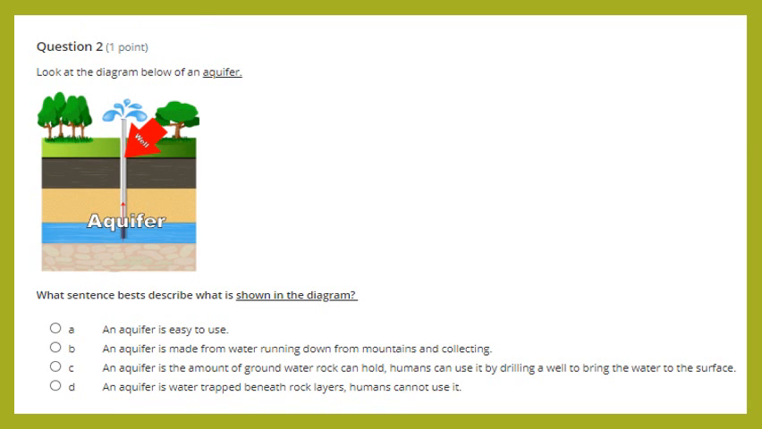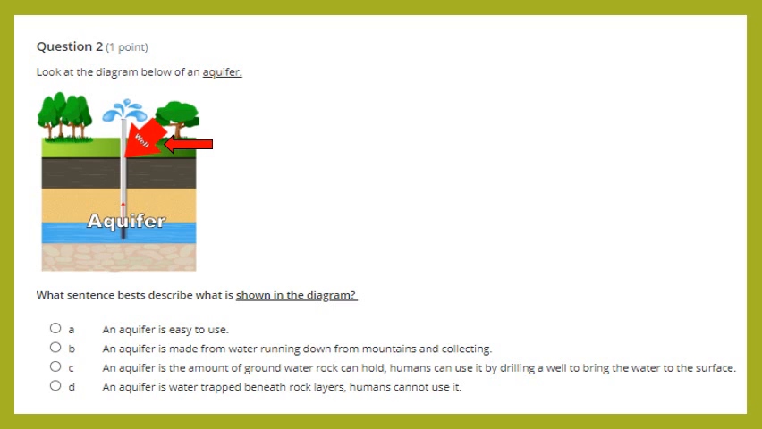Alright, question 2. Look at the diagram below of an aquifer. So it looks really similar to my last diagram, but the difference is now that groundwater is labeled aquifer, and also it looks like I have a well that is bringing the water from the aquifer up to the surface. So what sentence best describes what is shown in the diagram?